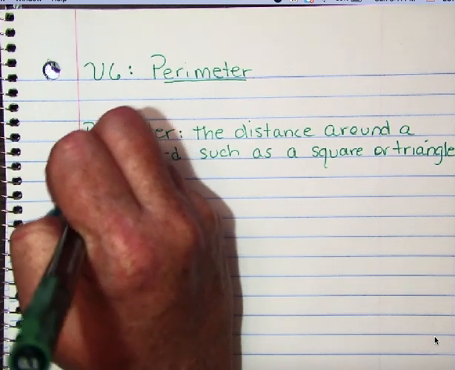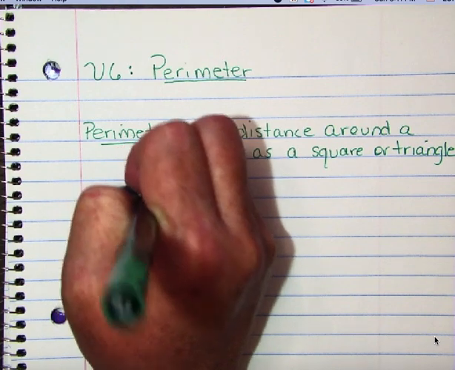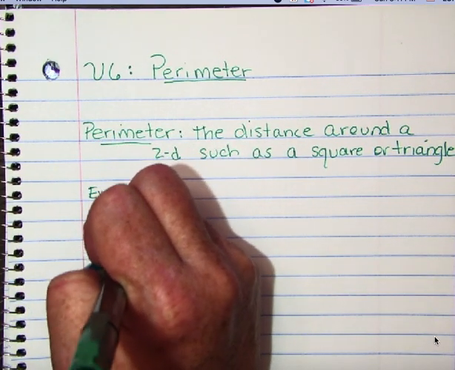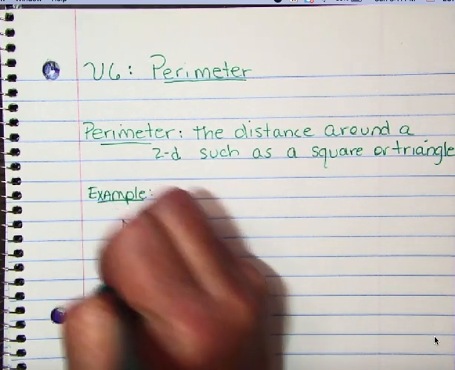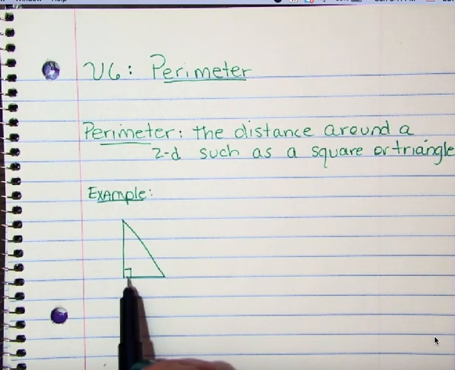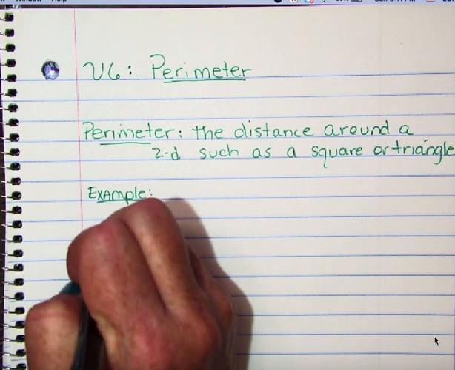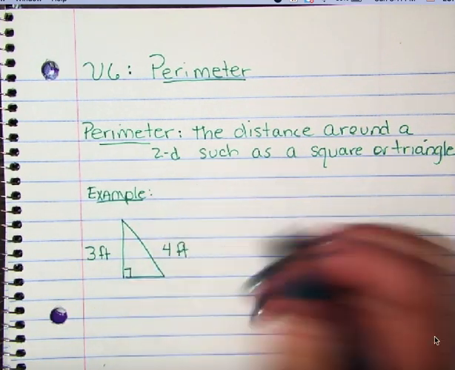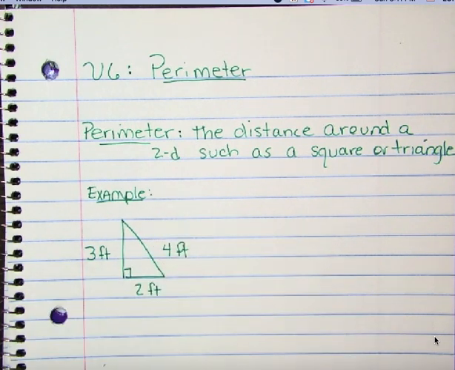For our first example, I'm going to draw a triangle. He's a little right triangle, doesn't need to be very big. Show that he's a right triangle by having that little square there. We're going to pretend he's 3 feet on the left, 4 feet on the right, and the bottom is a narrow little 2 feet.